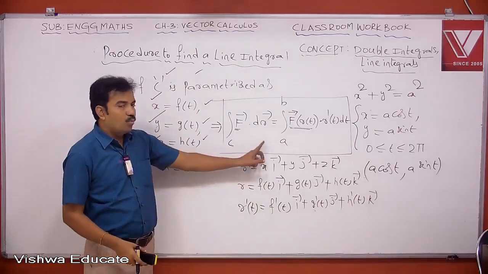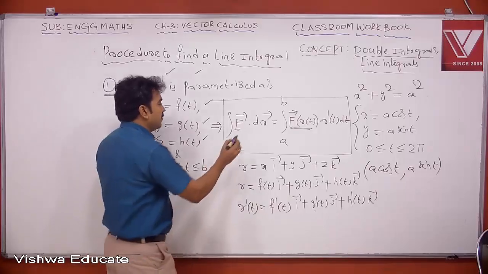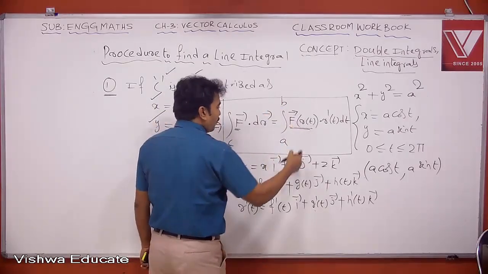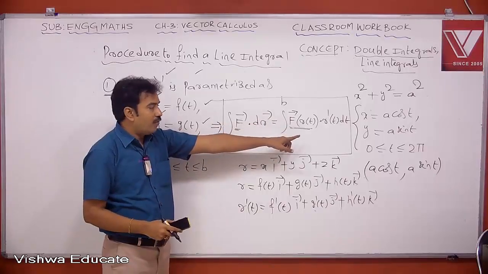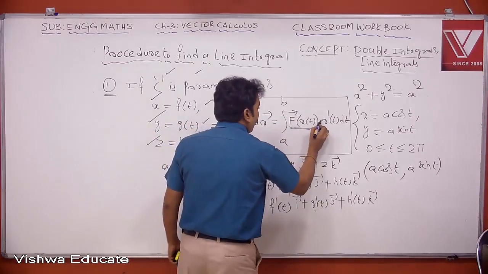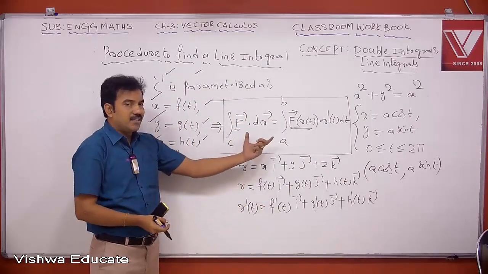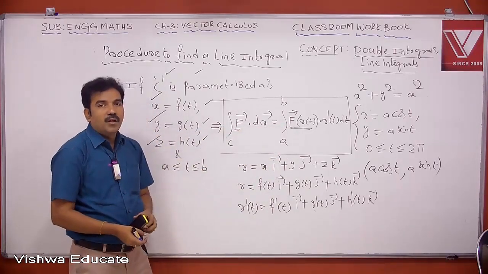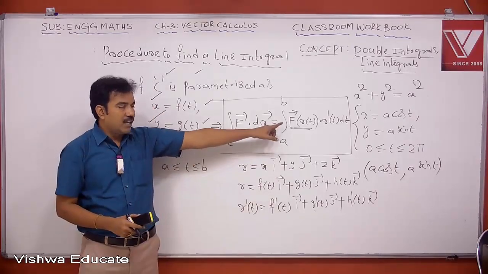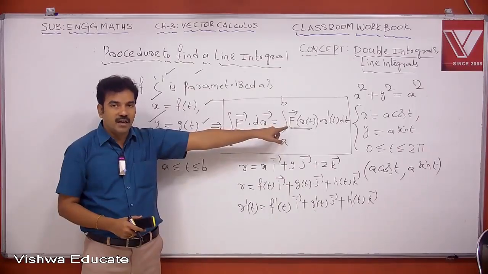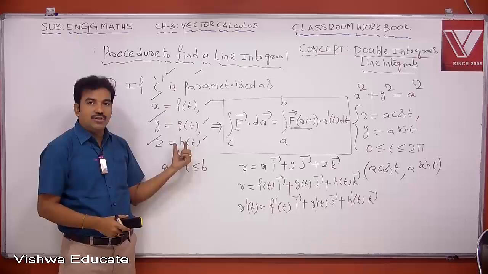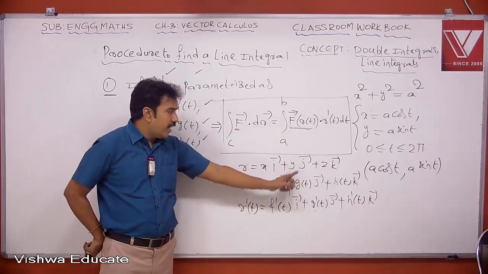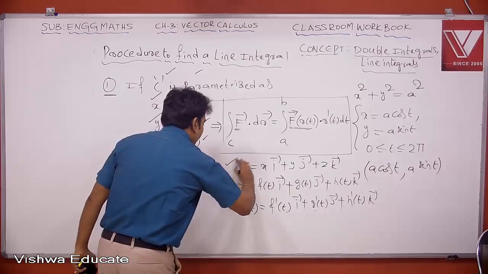Then write this: integral f bar dot dr bar over c equal to integral a to b f bar of r of t dot r dash of t dt. Highlight this point, where f bar of r of t is nothing but the vector f bar when x equal to f of t, y equal to g of t, and z equal to h of t. And r dash of t is obtained as follows. Write these three lines.